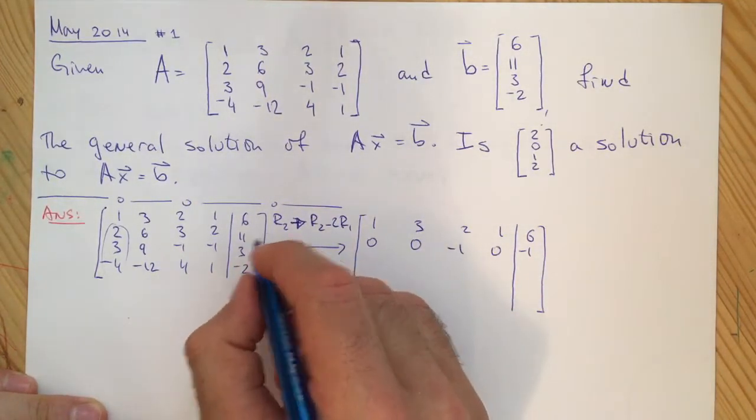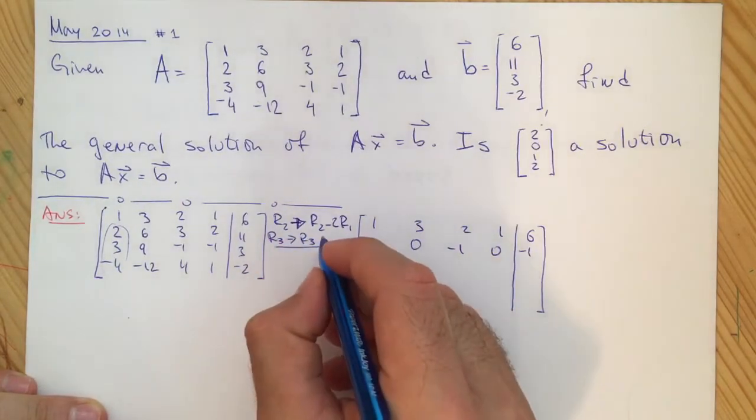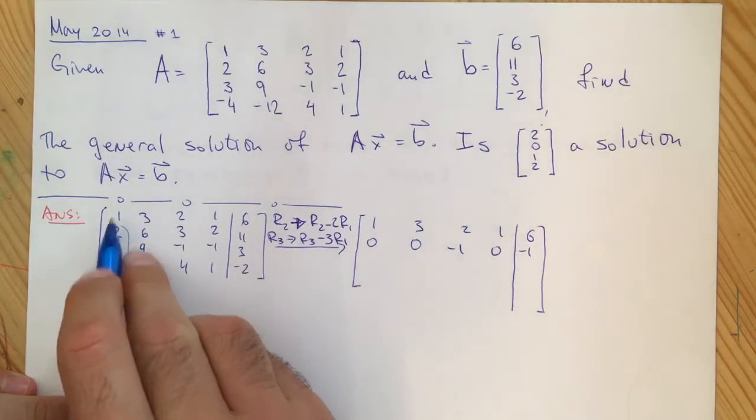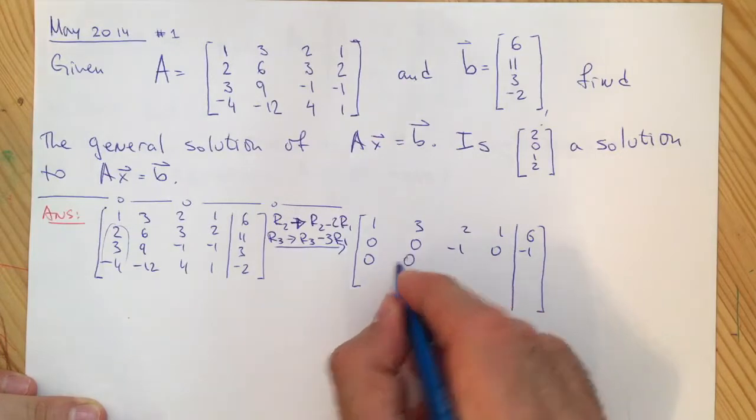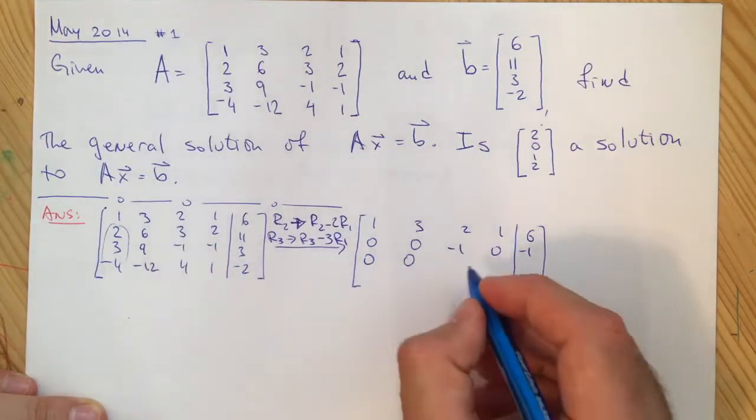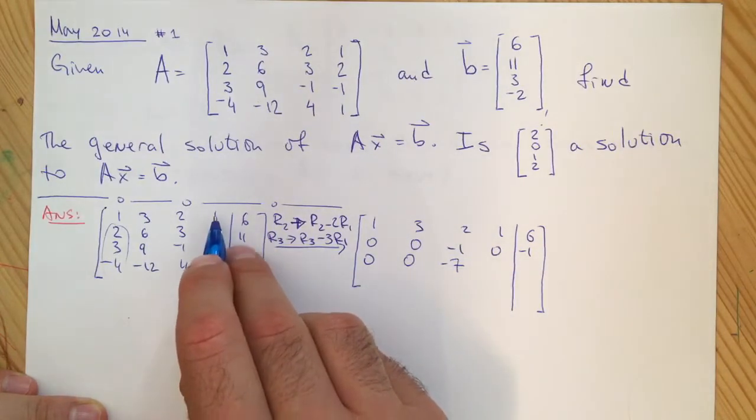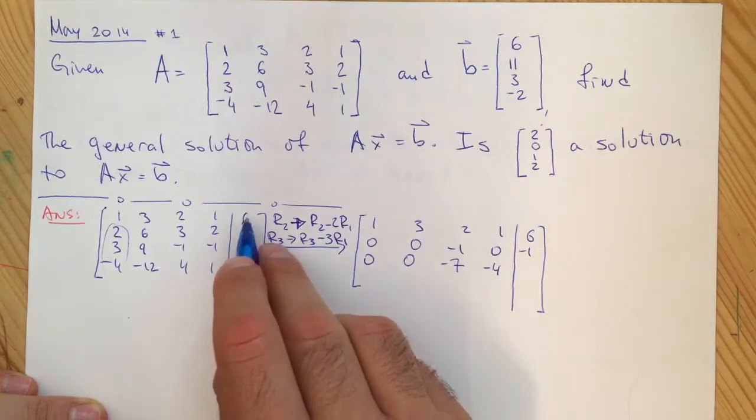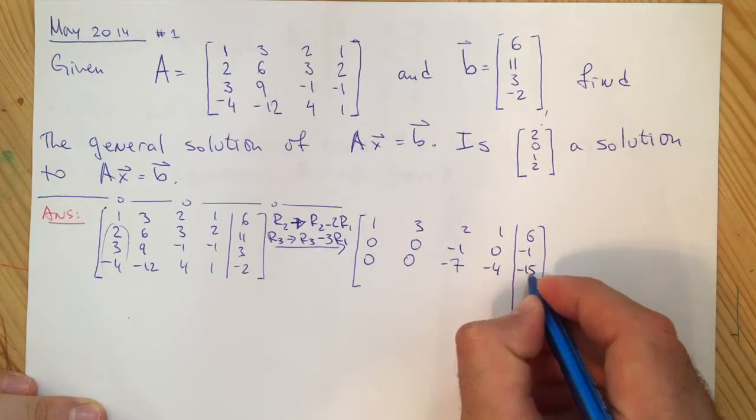Okay, now the third row, row 3, becomes row 3 minus 3 times row 1, so 3 minus 3 is 0. 9 minus 3 times 3, that's 9 minus 9 is 0. Negative 1 minus 6 is negative 7. Negative 1 minus 3 is negative 4. And 3 minus 3 times 6 is 18, 3 minus 18, negative 15.